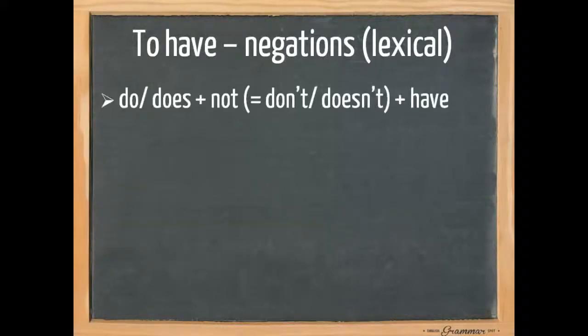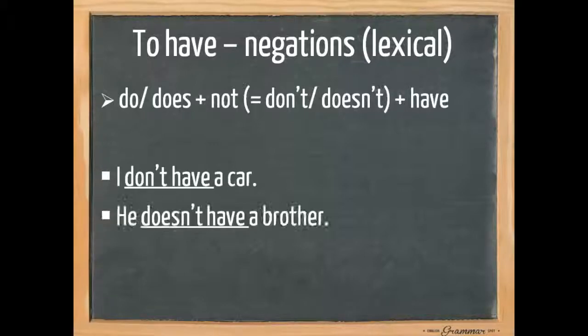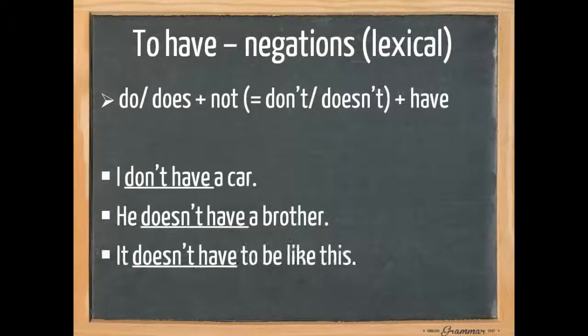And for the negations, we also use a helping verb. And here again we use do or does. And we add not to it, so you can contract it into don't or doesn't, and have. So I don't have a car, he doesn't have a brother, and he doesn't have to be like this.